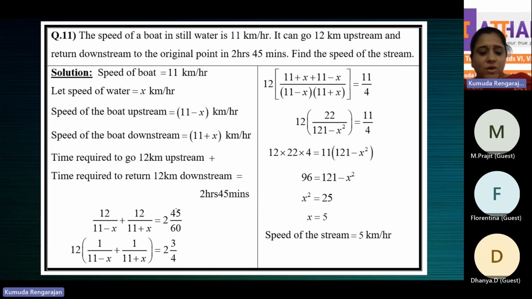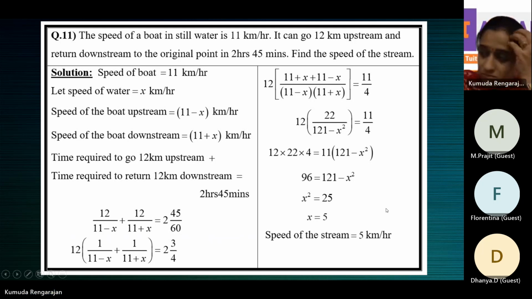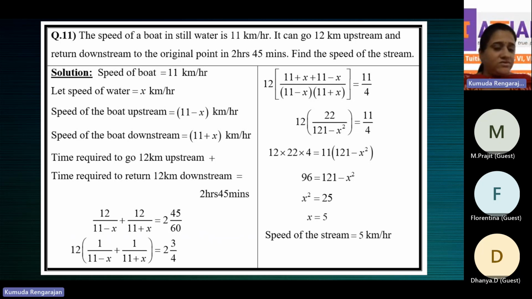Then I said you can simplify only within this. 15 threes are 45, 15 fours are 60, 2 3 by 4. Okay, can we do it? Please work, children. Any questions, please ask me, online students. Write down the question first. Please write down the question and then answer it.